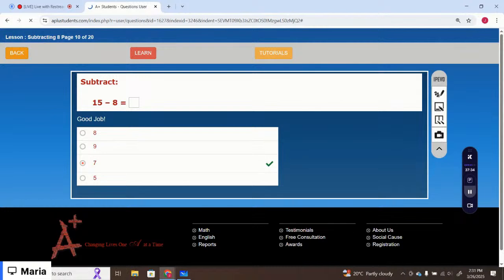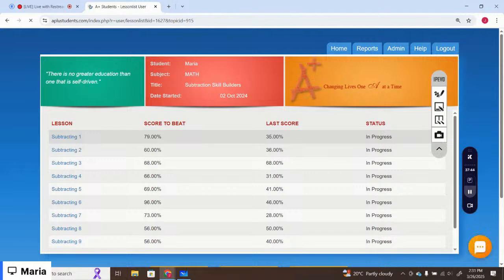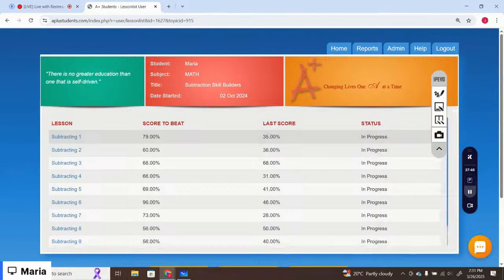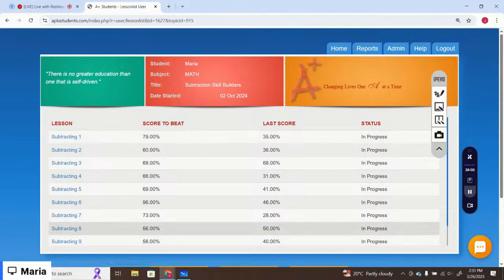Okay, you can complete the lesson by yourself later today. Let me just move on to the next lesson. The next lesson is subtracting 8.